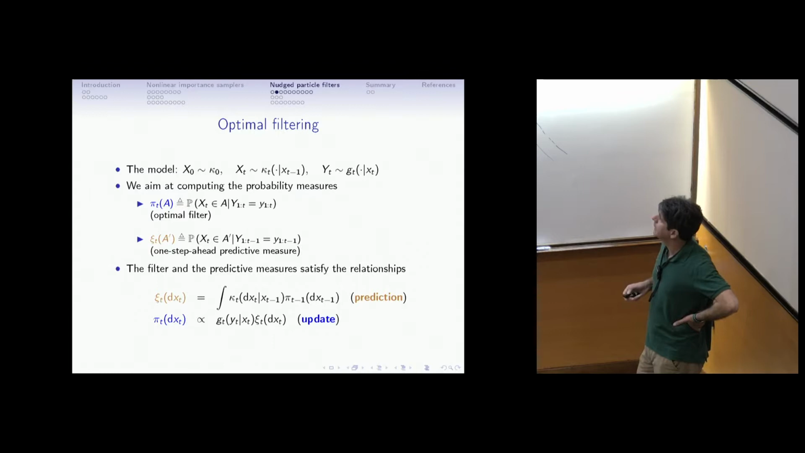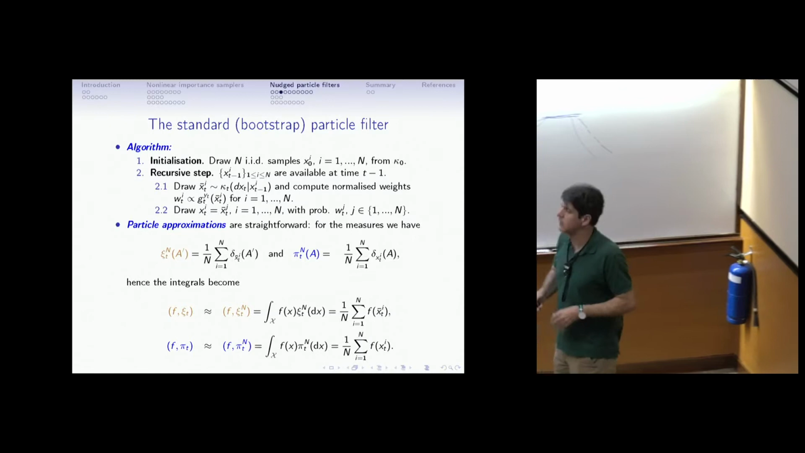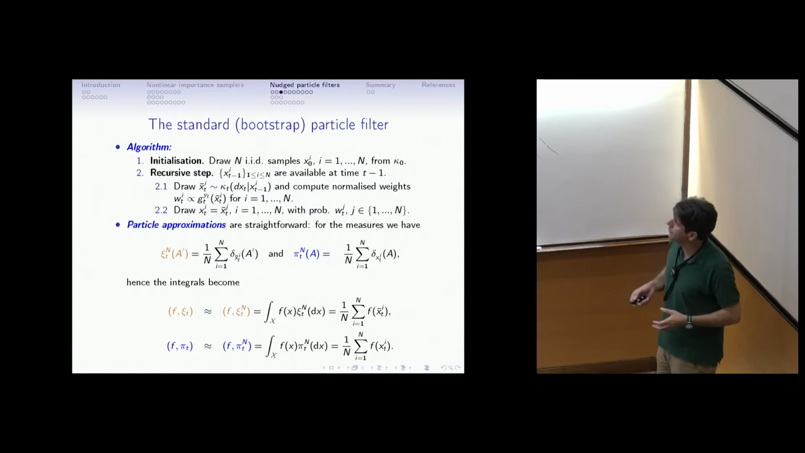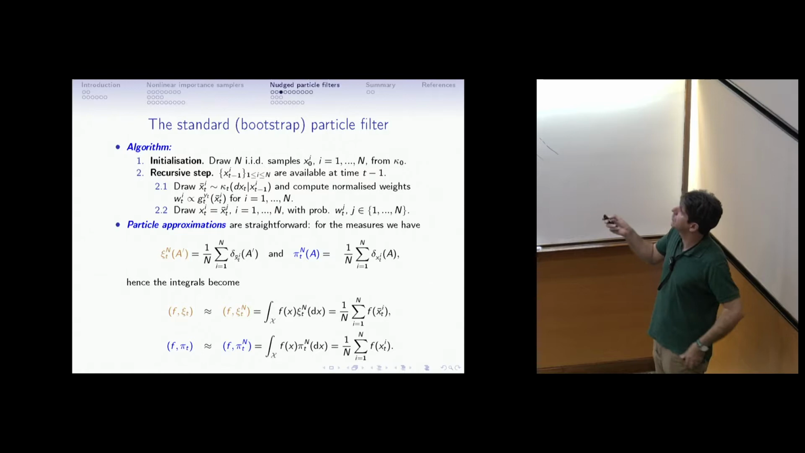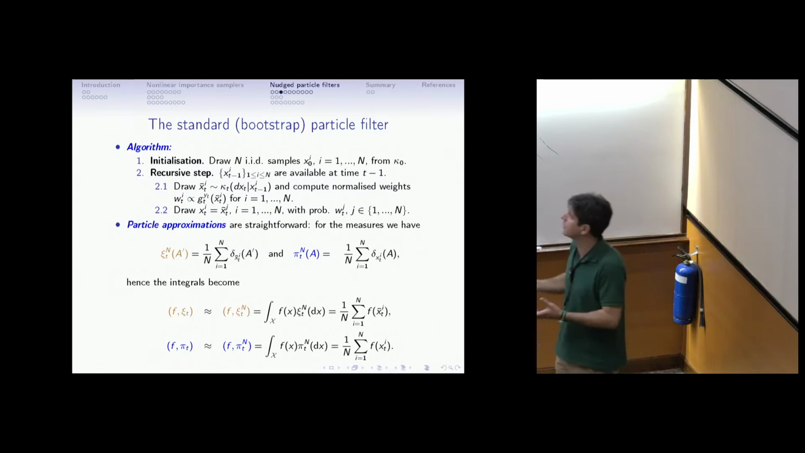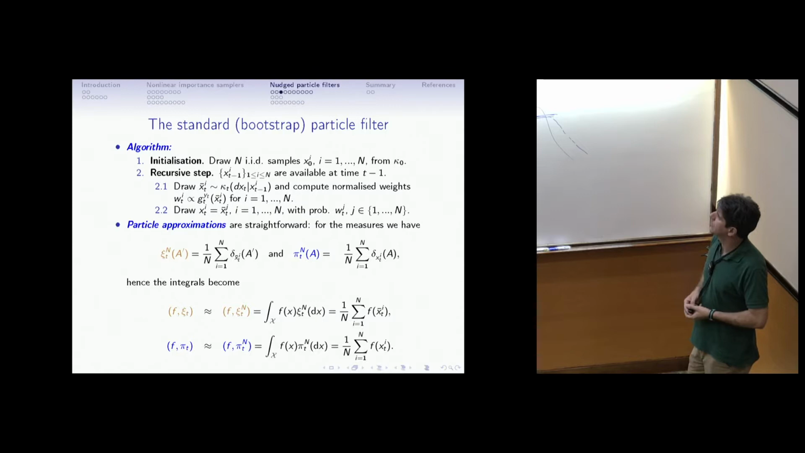This can be computed recursively using these well-known equations, and the very basic bootstrap filter constructs approximations of both sequences of measures using this very simple algorithm. So we start drawing IID samples from the prior, and then at each time step, we take the samples that we already have from the previous time step. We propagate them one step forward in time using the Markov kernel, and then we compute weights, which are proportional to the likelihoods. So we have seen this algorithm many times over the week. It's very simple, and often it even works. Well, then we resample. I'm assuming that we resample at every time step.